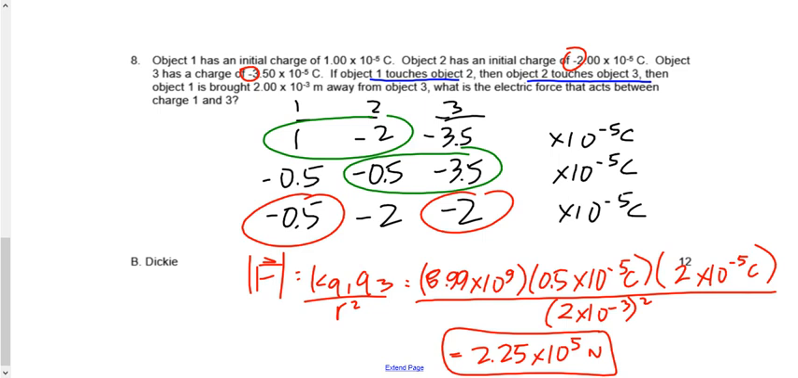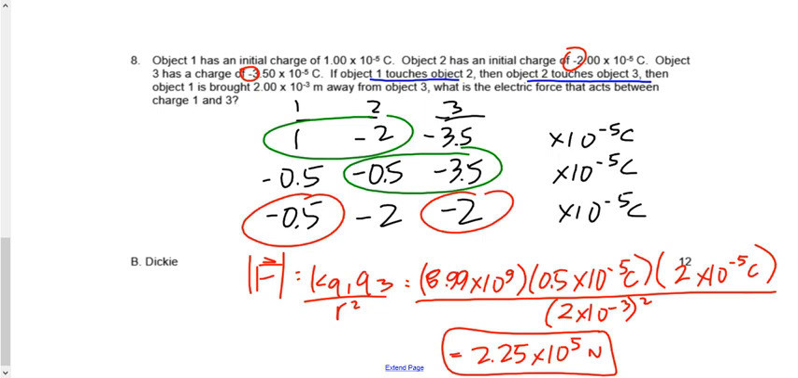Good? Yep. I'm sorry, for number 7, what was the answer? For number 7, the answer was 2.88 times 10 to the 13 newtons. So we're going to do that one in number 7, essentially the same way. It ends up being a little bit easier because you don't have those exponents for the charges. But other than that, it's the same question.